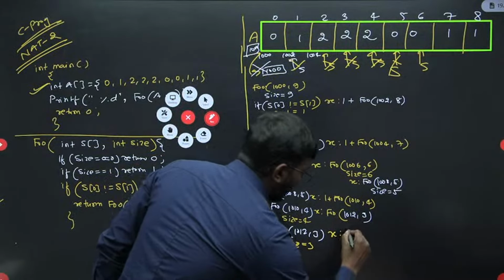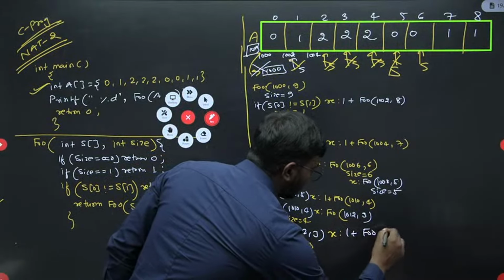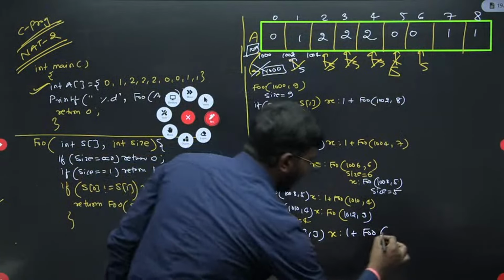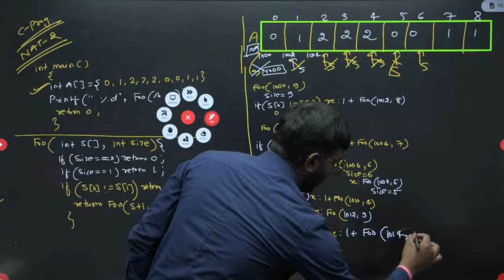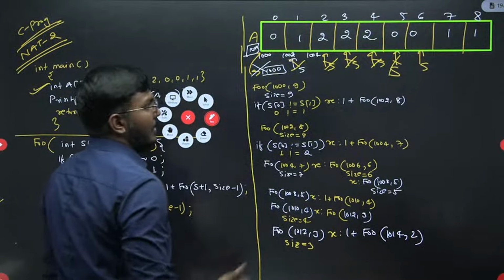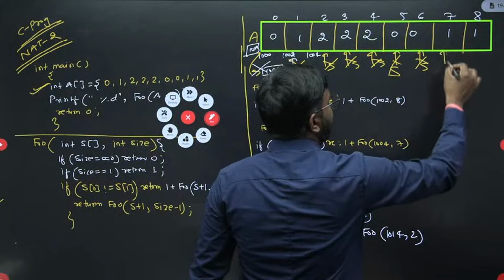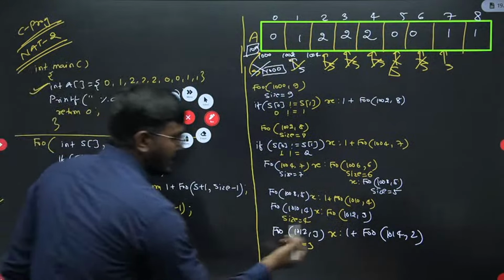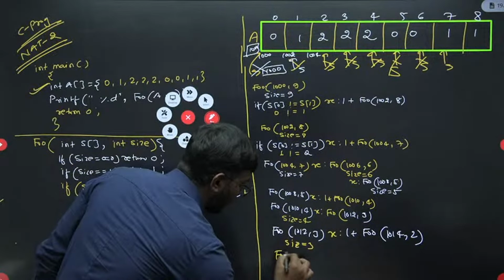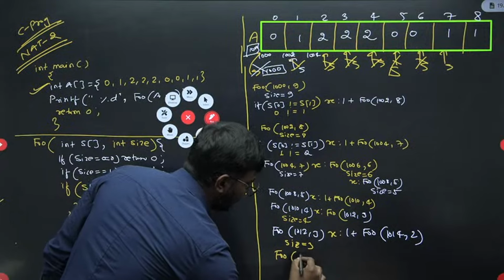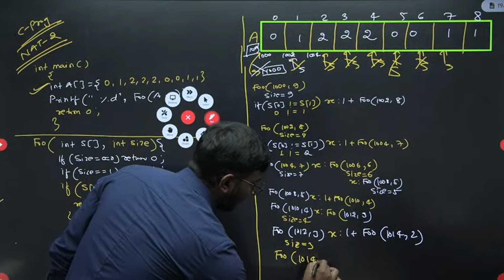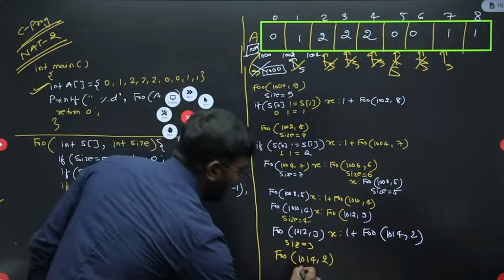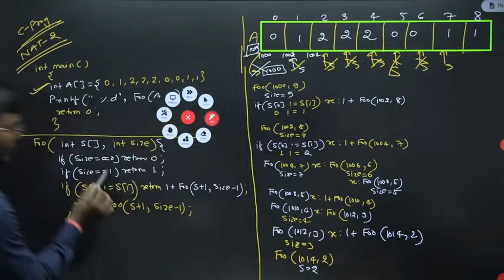Return the value 1 plus foo of S plus 1. What is S plus 1? 1014, comma 2. Getting my point? Now S will point to this location. Getting my point? Now simply it's almost done here. So foo of 1014, comma 2. Again see what is 1014. See here, size is 2. It's not 0. So both conditions are false.